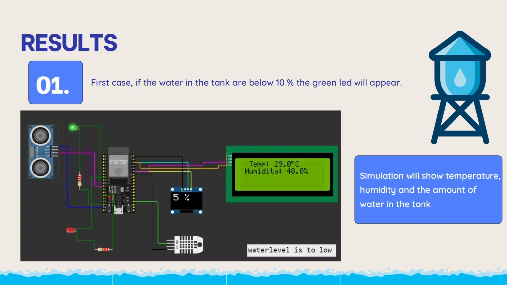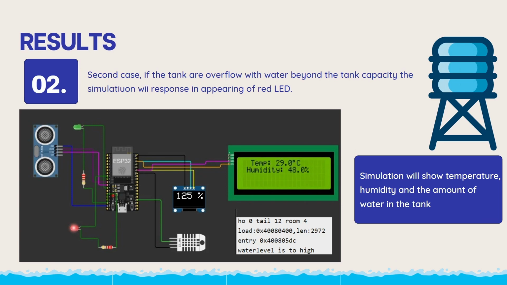For the first case, when the water in the tank is below 10%, you can see that the green LED will appear, and you can see from the display screen that it's only 5%, so the alarm with the green LED appears. Also, Wokwi will show you in the text below the simulation that the water level is too low.